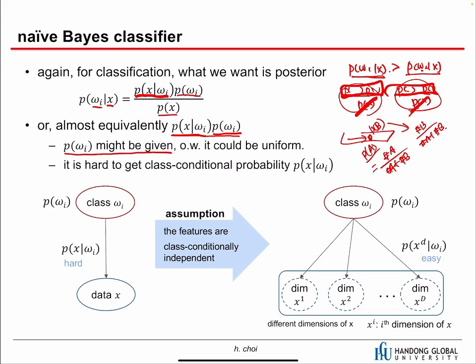But if this prior is not given, then we can simply use a uniform distribution, so all these classes have the same prior, the same probability. In that case, we can just focus on the likelihood. Now, the problem is in this likelihood. It's hard to get the class conditional probability. It's hard to get this likelihood.